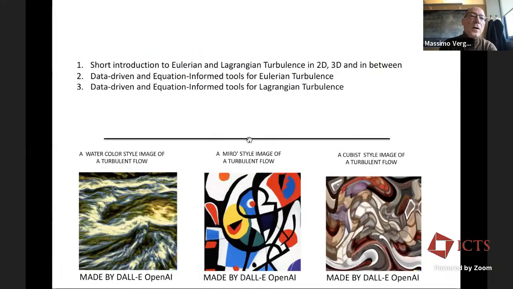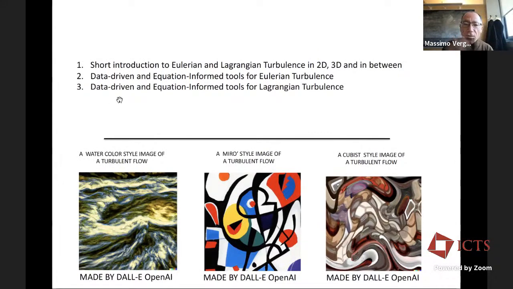I prepared an overview. I will completely skip the introduction to Eulerian and Lagrangian turbulence because you know more than me. I have a couple of interesting applications about data-driven and equation-informed tools for Eulerian turbulence. Then, if I have time, I also have a couple of applications for Lagrangian turbulence, even though in this case it's still work in progress. So we have mainly equation-informed tools, and the data-driven aspects are still under investigation.